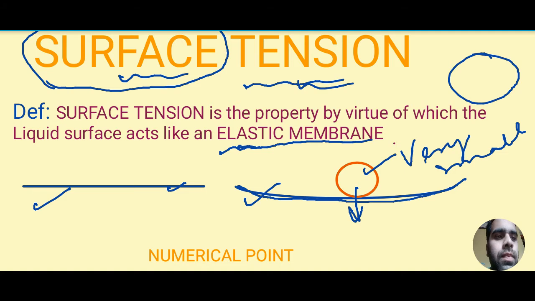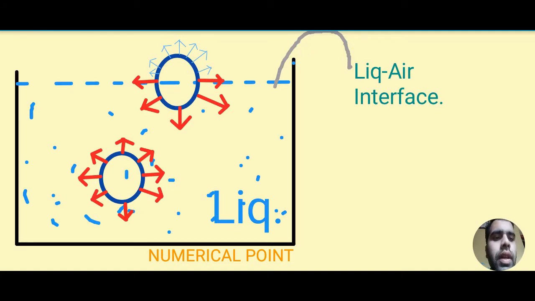Let's start. So guys, this is a container and it contains some liquid. This is the liquid, and this is air above. If we observe microscopically, let's observe two molecules, one is this and the other is this. There are two types of molecules: one is in the bulk of the liquid and the second is at the surface of the liquid. So let's understand the forces that act on the liquid.